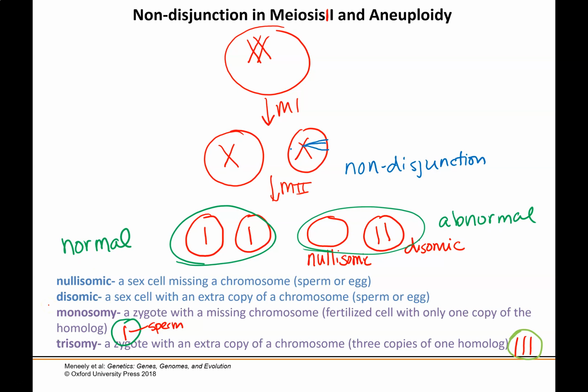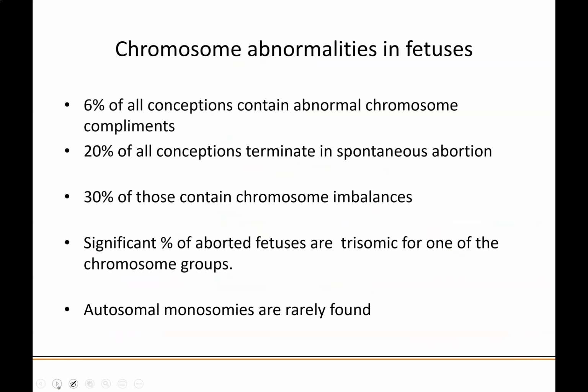So I put up all these definitions here. Nullosomic and disomic refer to the unfertilized sex cell, the sperm or the egg. Monosomy and trisomy refer to the fertilized zygote or that fertilized egg, but they all refer to number of chromosomes. So the resulting fetus from one of those nullosomic or disomic cells is going to produce a chromosome abnormality. The baby is going to be born with some sort of incorrect chromosome complement.